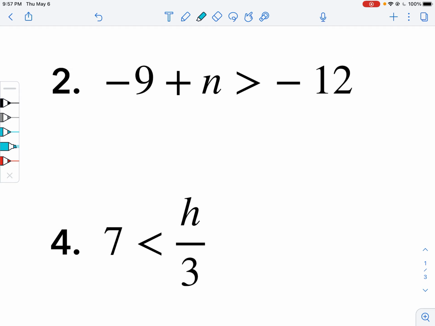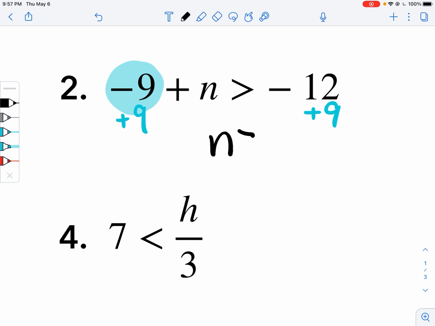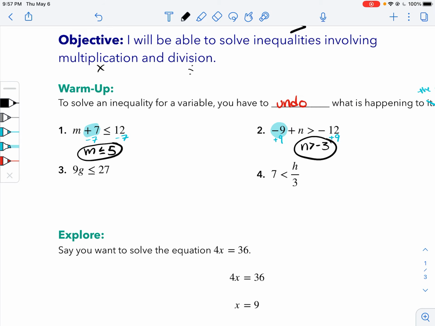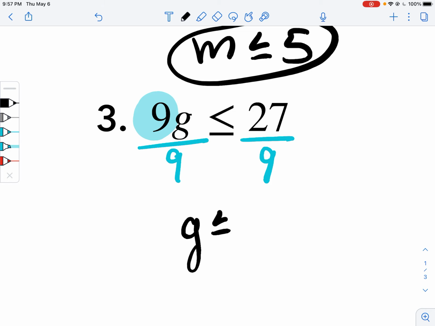Okay, here, what's happening to our n? It's a -9. So to undo that, we're going to add 9 to both sides. That'll give us n is greater than -3. Awesome. What's happening to our g here? Well, that's a 9 times g. What will undo a 9 times g? That's divide by 9. So we need to divide by 9 on both sides. That gives us g is less than or equal to 3.